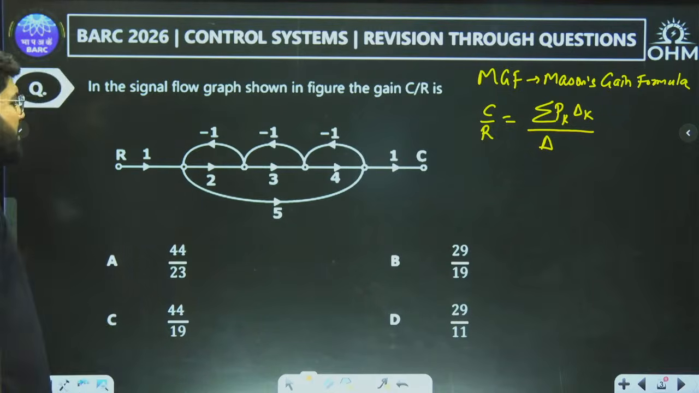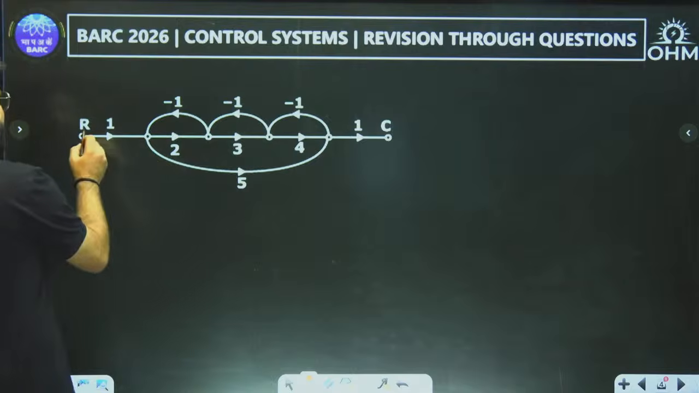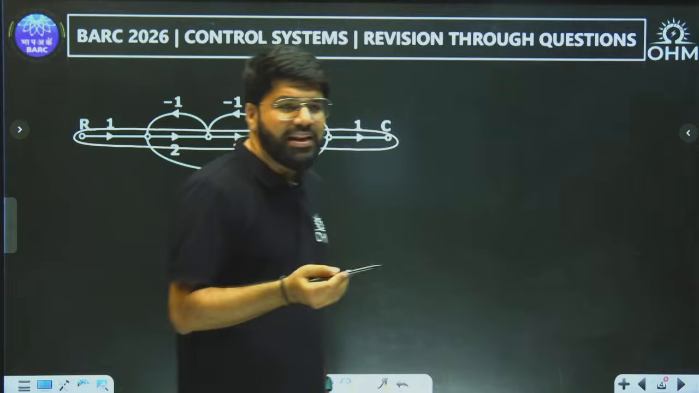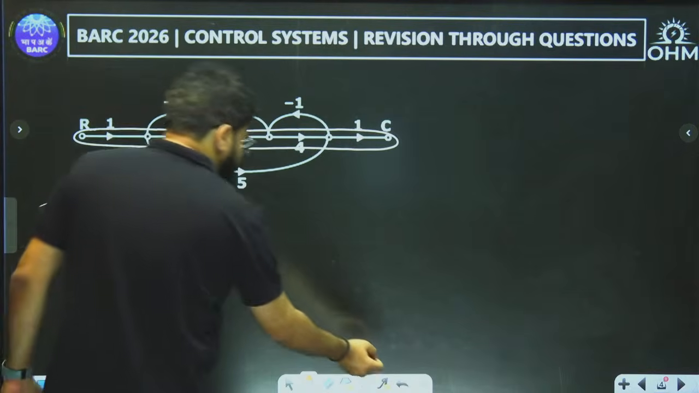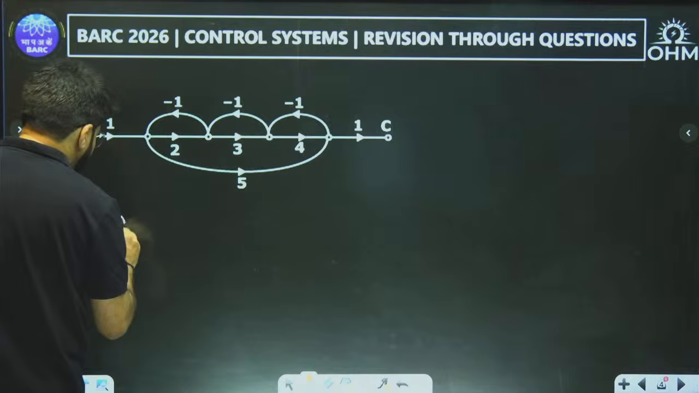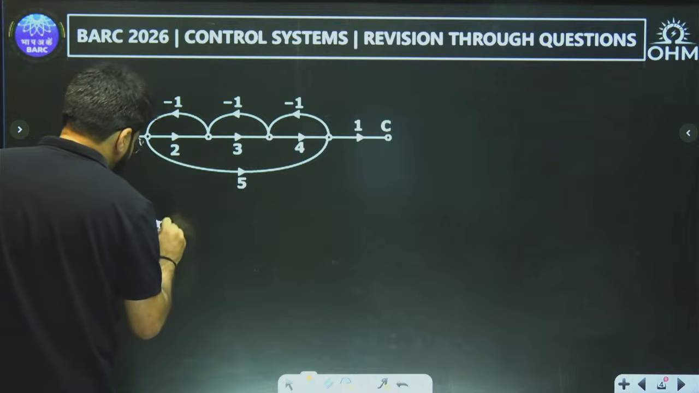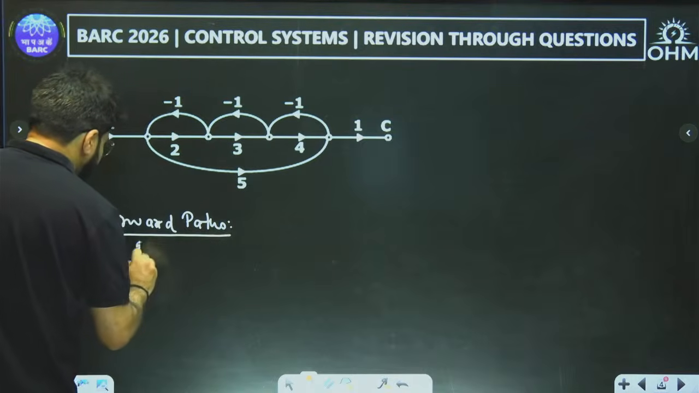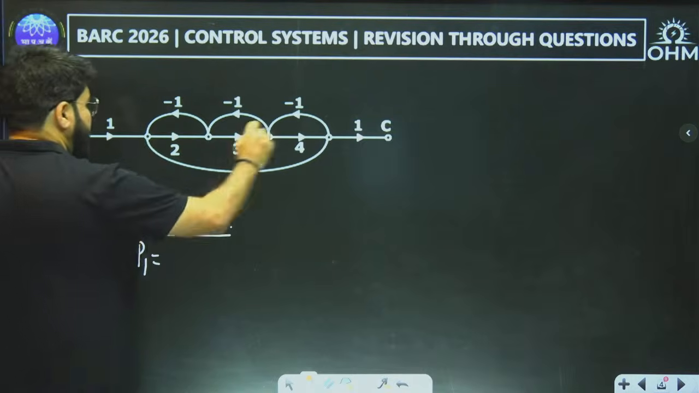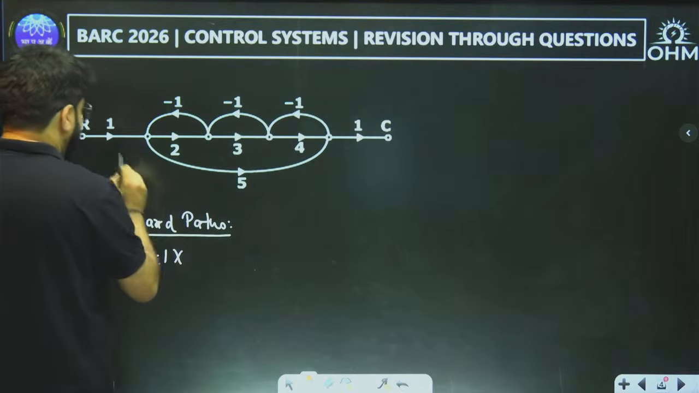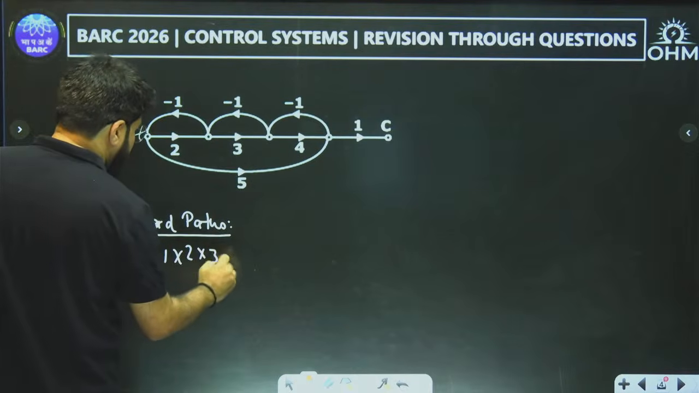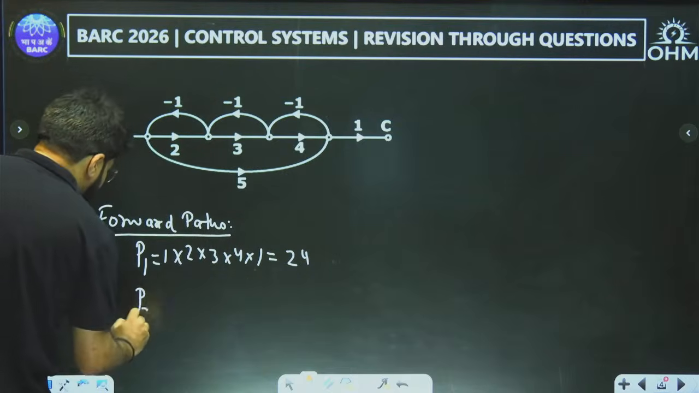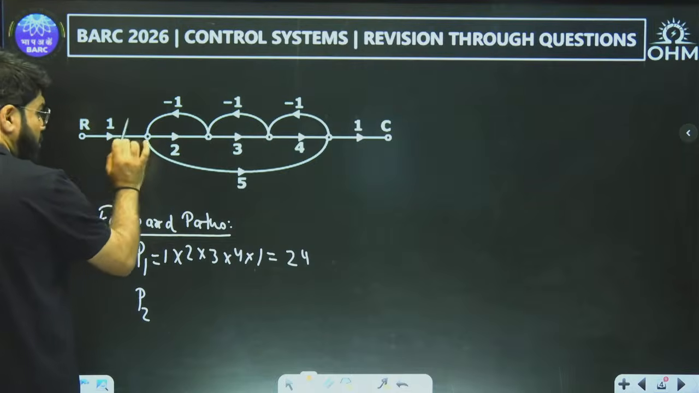how many forward paths are available here? As you can clearly see, there is one forward path, that is this direct horizontal connection from R to C. What is a forward path? Any path from the input to the output. So if I mention the forward paths separately, the first forward path P1 is directly the horizontal path from the input to the output, and the gain will be 1 into 2 into 3 into 4 into 1, which is 24.